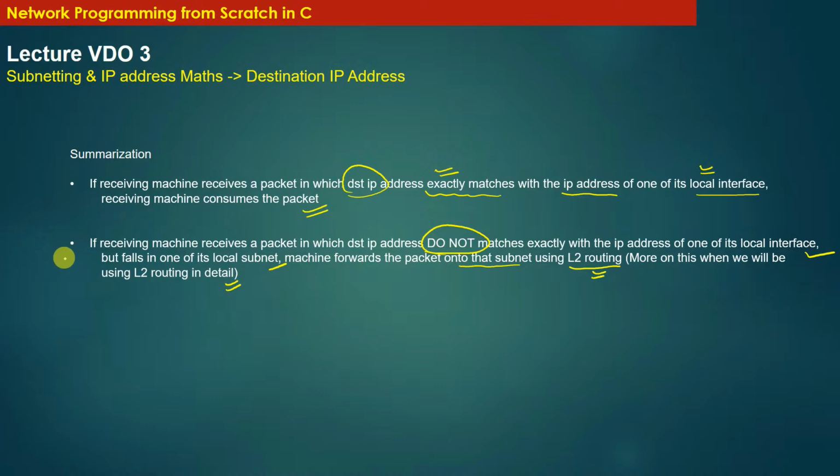So you understood this point: whenever a packet is received such that the destination IP address specified in the packet does not match exactly with the IP address of any of its local interfaces, it means that the packet is not destined to that machine, but is actually destined to one of the machines present in the local subnet of this machine. So in this case, the machine forwards the packet onto that subnet using L2 routing.